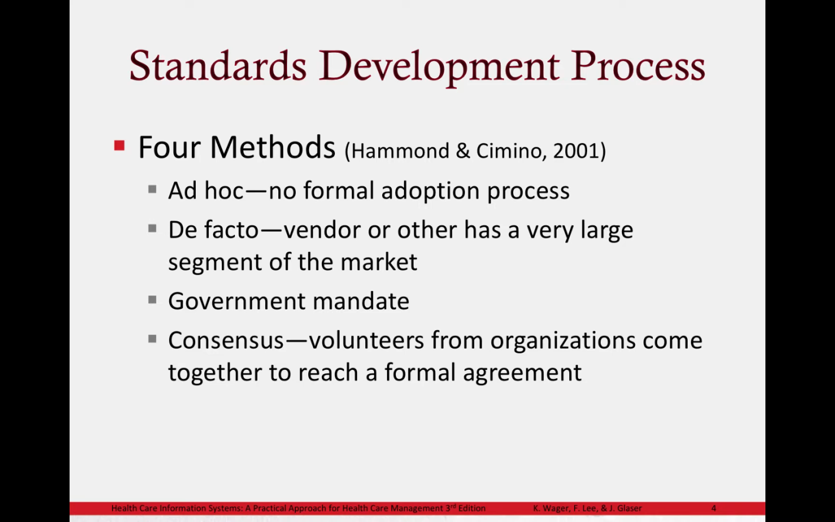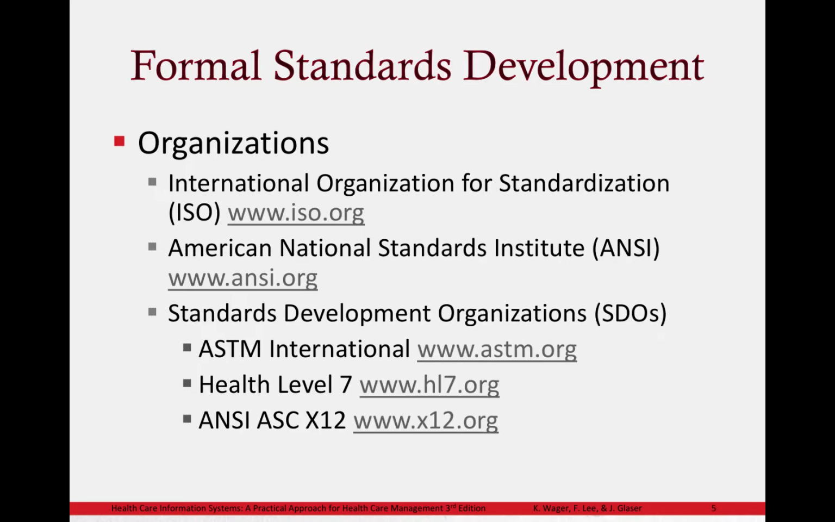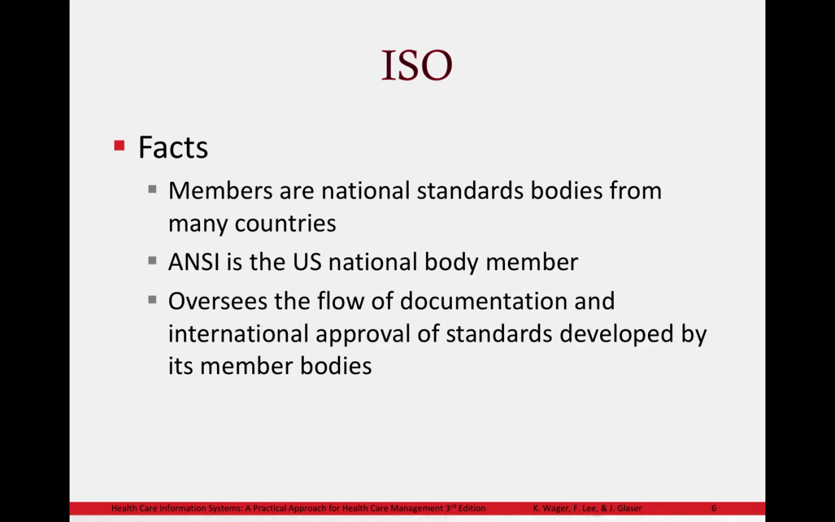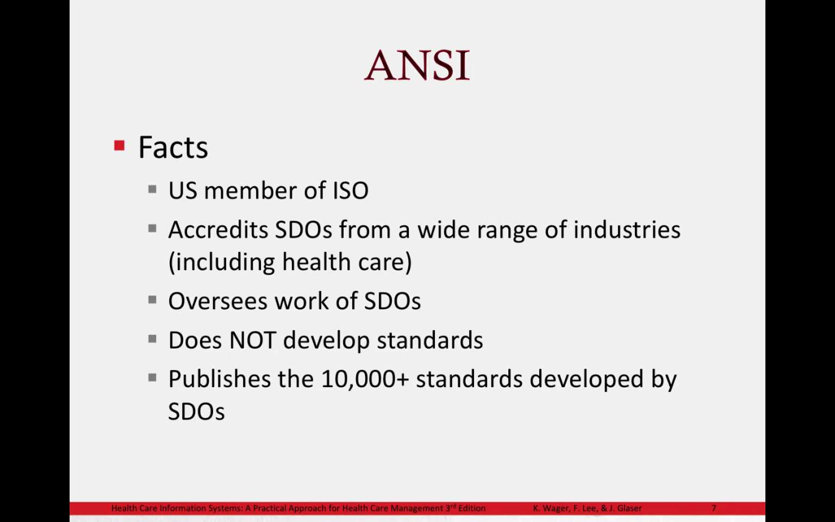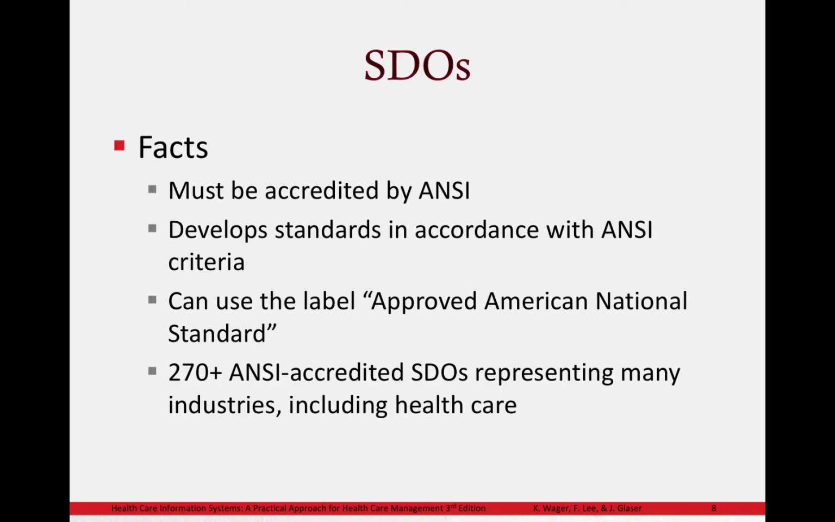Then you have consensus. Basically, you have volunteers who form a standards development organization and come together to reach a formal agreement. So there are many different organizations. You can read through those. ISO is basically the International Organization for Standardization. ANSI is basically the US member of the ISO. And SDO is a term used for any standards development organization.